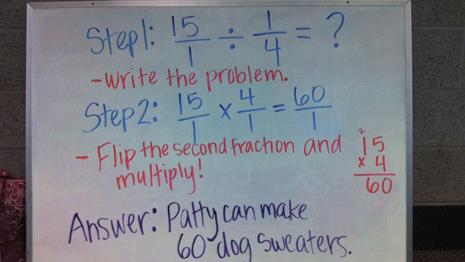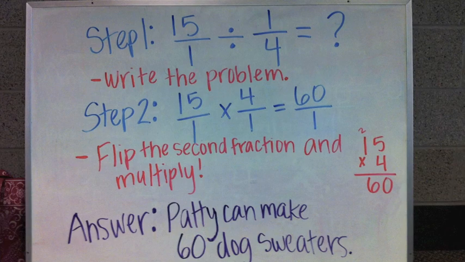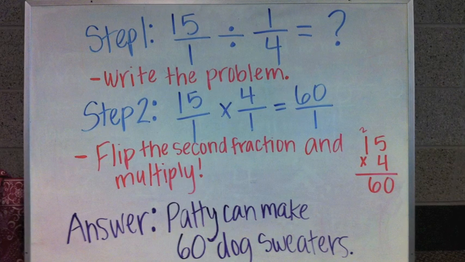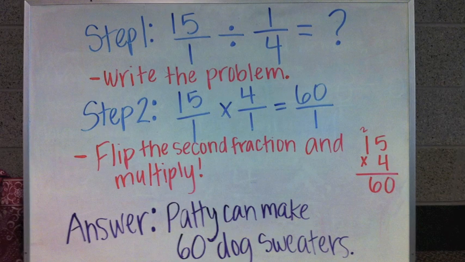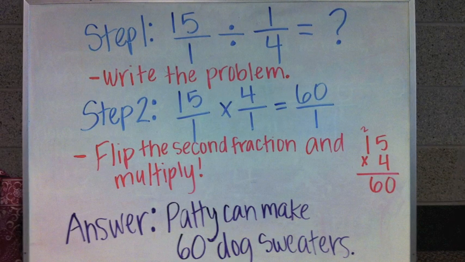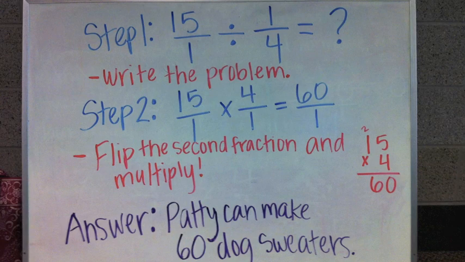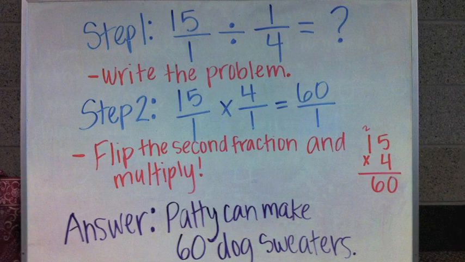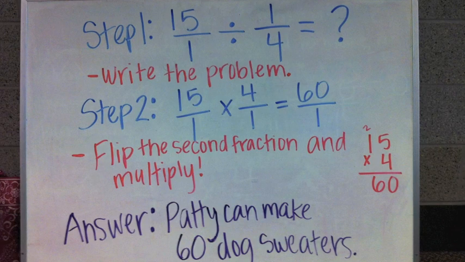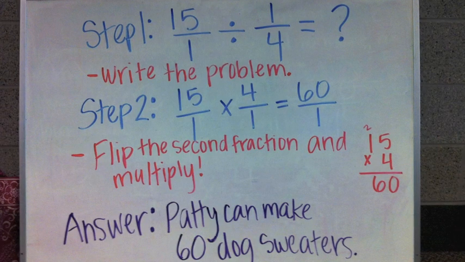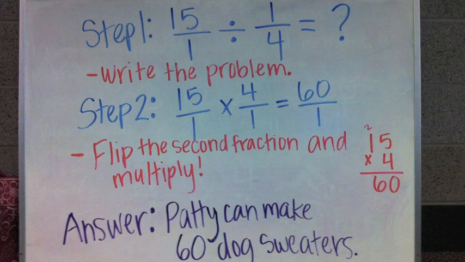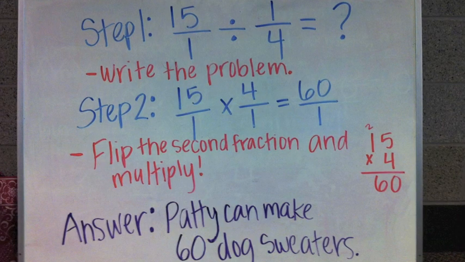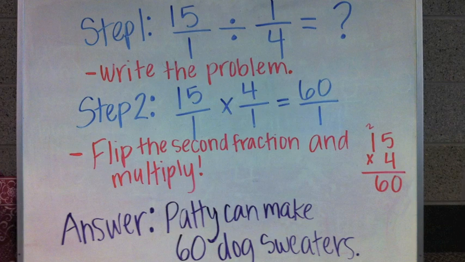Step 2. Remember, dividing fractions is as easy as pie: flip the second and multiply. Now we are going to have 15 over 1 times 4 over 1. We flip the second fraction and change the sign to multiplication because multiplication is the opposite of division. We multiply the numerators, so 15 times 4 equals 60, and multiply the denominators, so 1 times 1 equals 1. We know anything over 1 is itself, so Patty can make 60 dog sweaters.